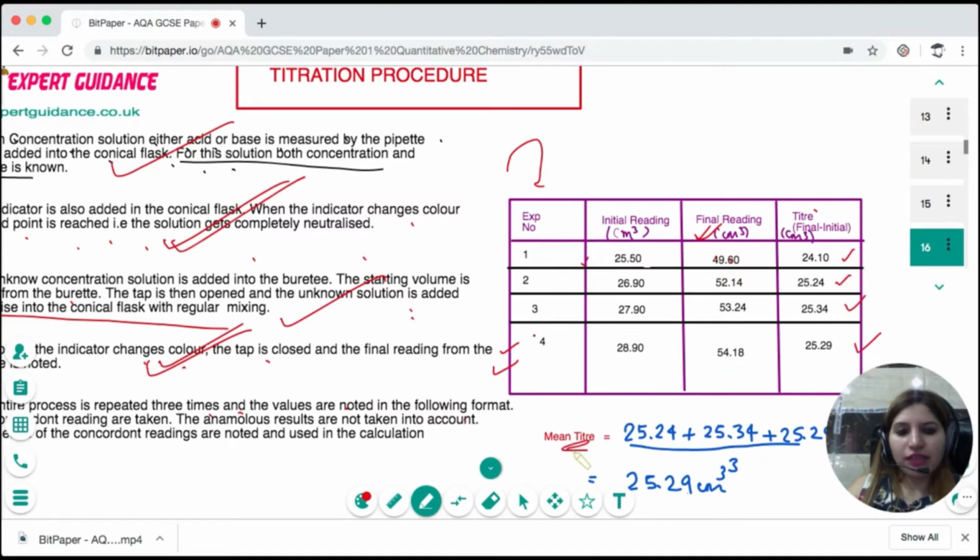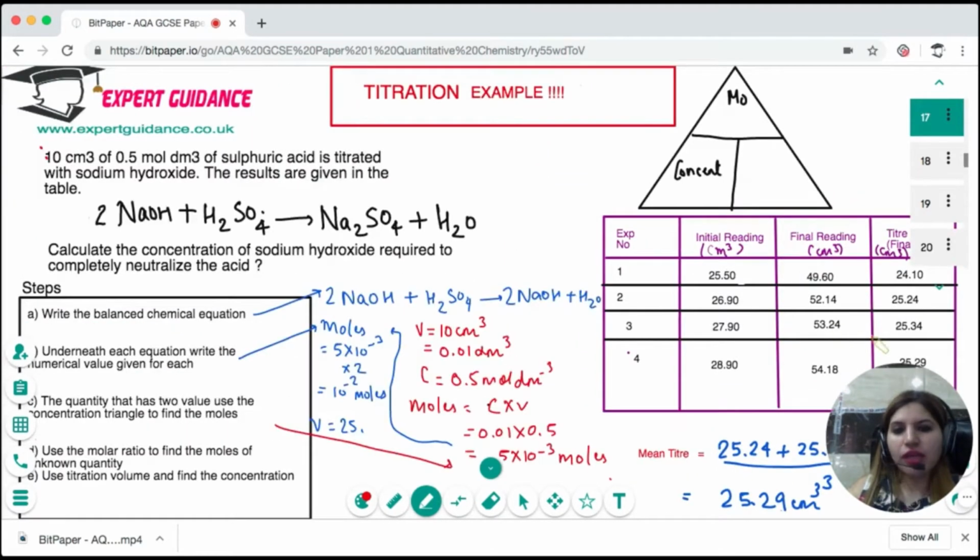Now how do you find the mean titer? You take the concordant readings, which are 0.1 to 0.2 dm³ in difference, add them up, divide by 3. There are 3 values. If there are 2, add them, divide by 2. So we get the average titer to be 25.29. Okay, so now let's see how you do the calculations.